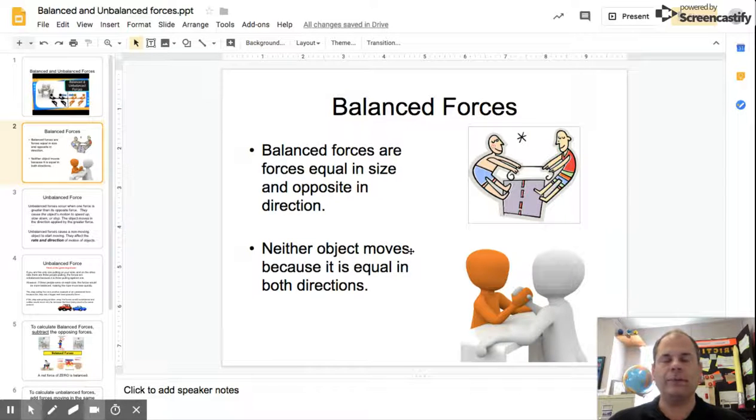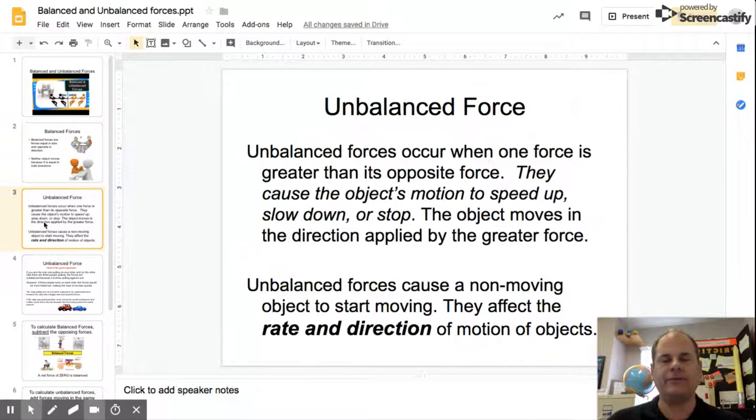Now we're going to remember back to our energy units when we learned that something that is not moving has potential energy. So balanced forces have potential energy. There's the potential to move the rope. There's the potential to win the arm wrestling match. But right now they're balanced and not moving. Let's move on to unbalanced forces.